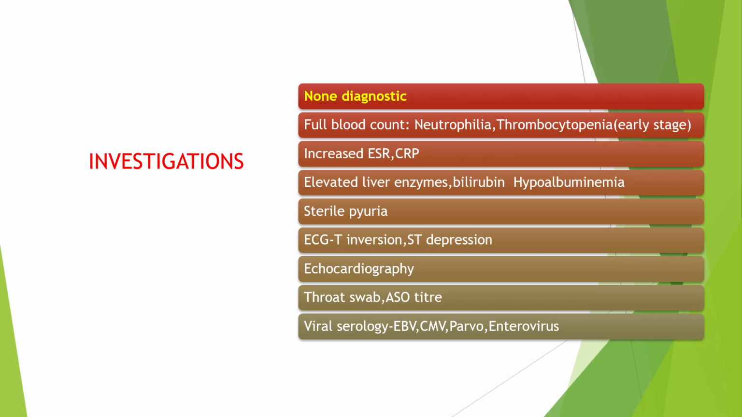Echocardiography you have to do definitely. Then you have to do a throat swab and ASO titer. Why? Because scarlet fever, a streptococcal infection, is a close differential diagnosis of Kawasaki disease. And as it is a fever with rash, you have to do viral serology also. If available in your center, do EBV, CMV, Parvo and enterovirus serology. Another thing you can do is the viral markers for measles.